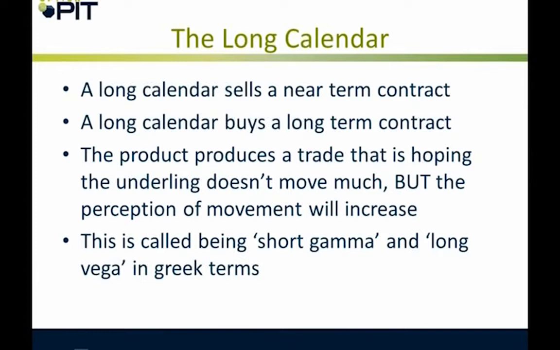The product produces a trade that is hoping the underlying doesn't move much, but the perception of potential movement might increase. All right, this is called being short gamma. So when I say short gamma, what I mean is you're short exposure to actual movement. All right, so call it being short kinetic energy of the stock. And then you're long vega in Greek terms. Think of that as being long potential energy. So you own potential energy and you short kinetic energy, right? Or you short movement and you go long potential movement.